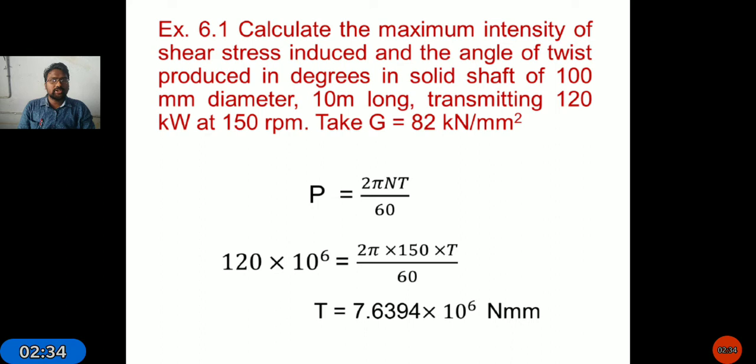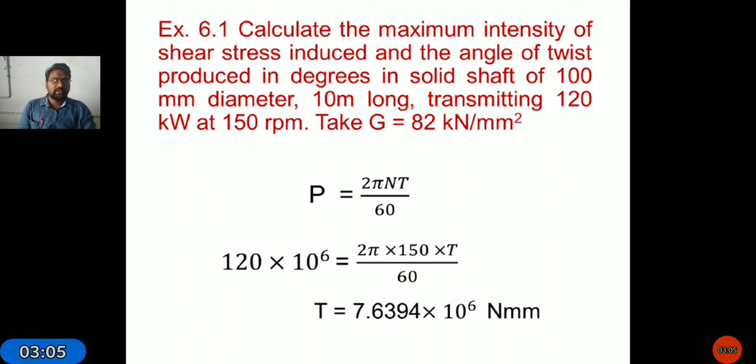Here we need to calculate the maximum intensity of shear stress, that is q suffix s. The maximum shear stress will develop at the surface of the shaft, that is the maximum radius from the center of the shaft, capital R. Next, the angle of twist, that is theta, in degrees.